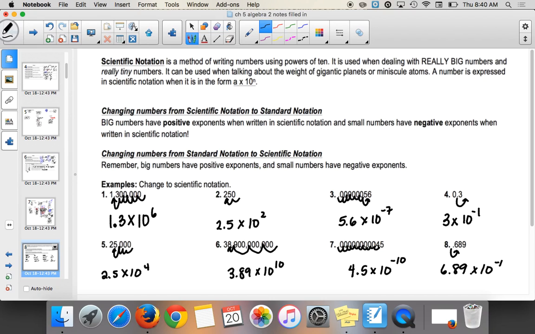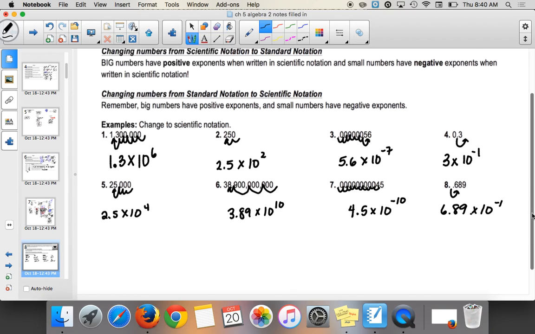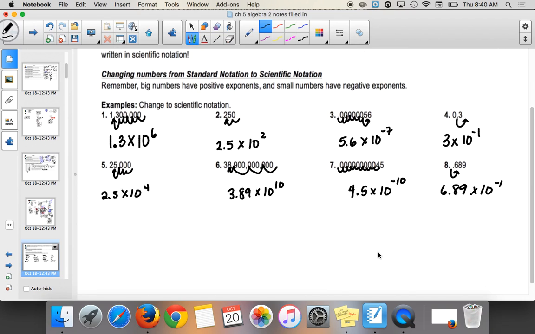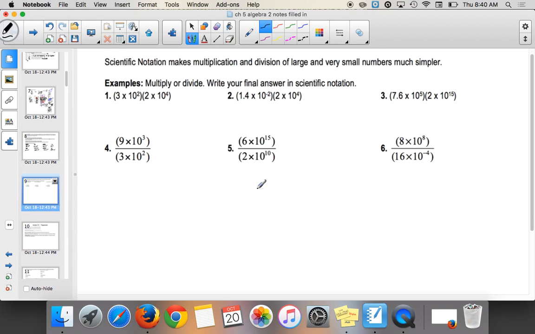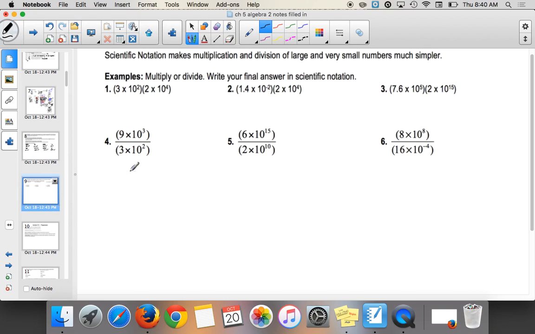Okay. All right, so just like that, if we have scientific notation, so we're changing from standard to scientific, we can change from scientific to standard. So I guess I didn't do any of those examples. I just went ahead and did the multiplying and dividing. Okay, so scientific notation makes multiplication and division of large and very small numbers much simpler. Okay, and this is the type of problem that you guys have on your homework, so the multiplying and dividing. And it uses the rules of exponents that we've been talking about, okay?